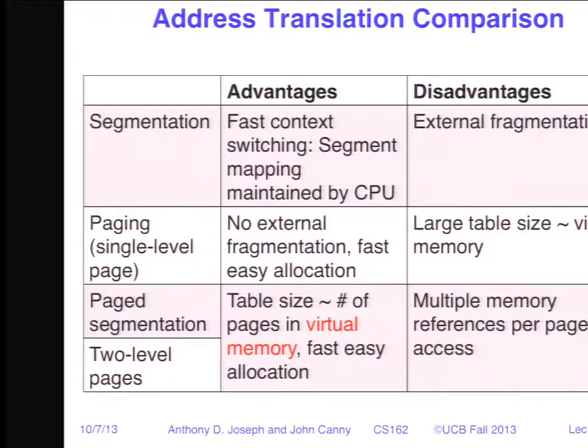Then we looked at two different multi-level schemes. And here, the table size is proportional to the amount of virtual memory that's actually in use. That's good. And we get fast and easy allocation since the lower level is pages. Downside: lots of memory references for each reference to memory, because we have to read either the segment table or the top level page table, then the second level page table, and then we actually get to read the thing we're looking to read. So, very easy solution, and the rest of this lecture is all going to be about this solution.